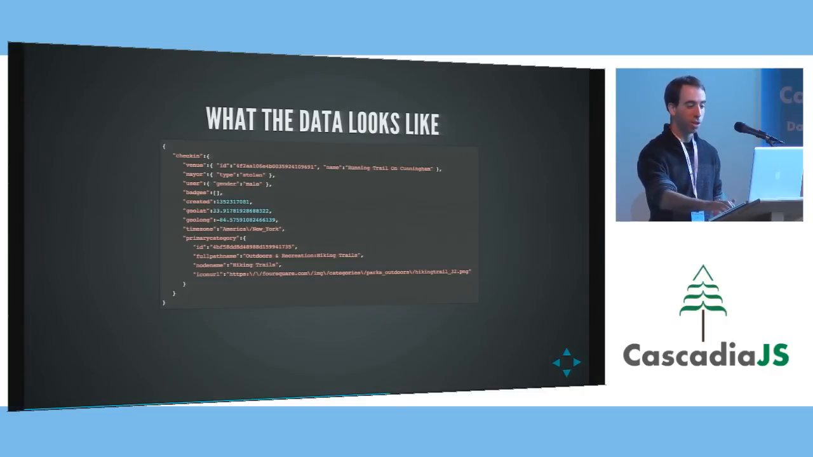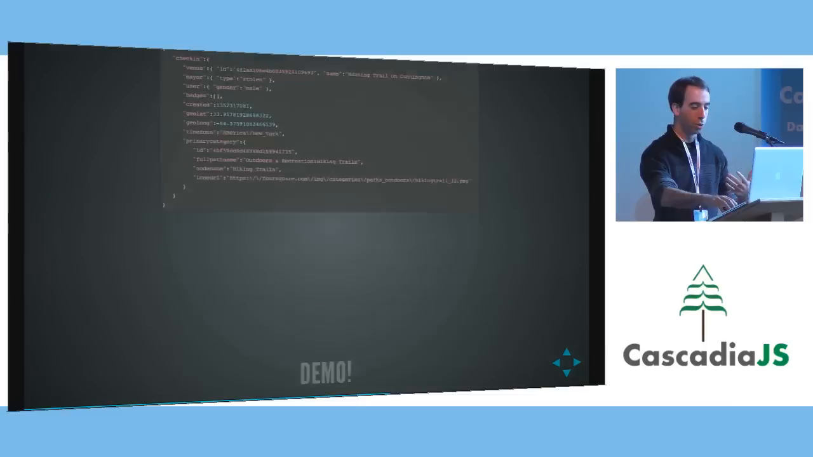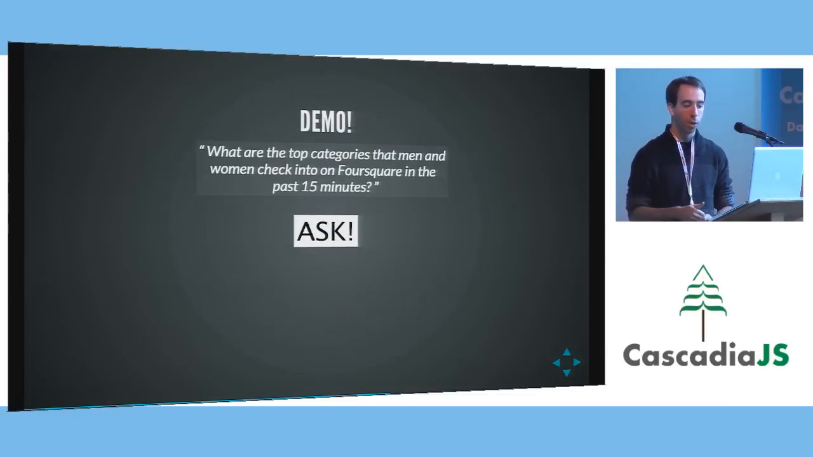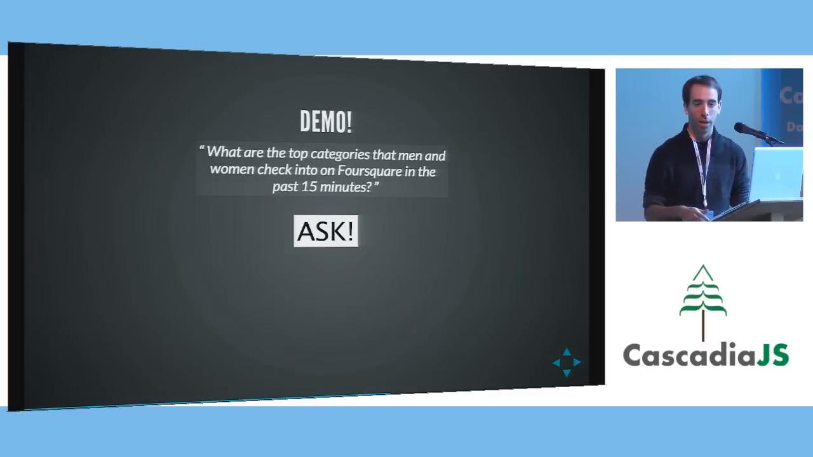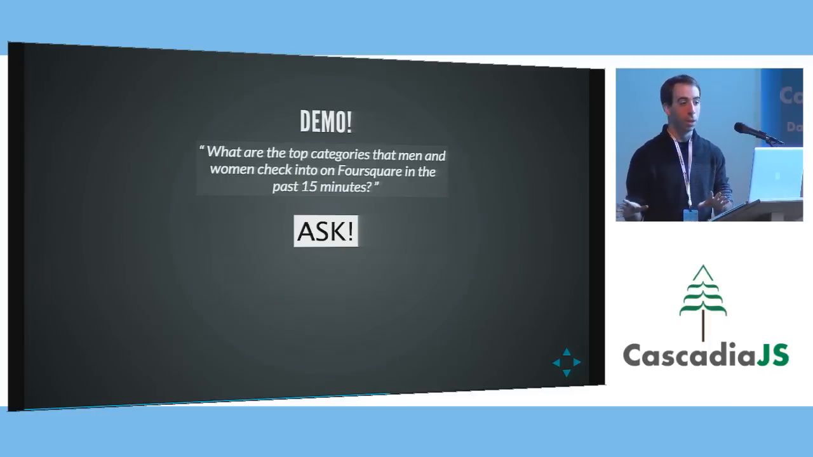But now we can actually ask this question: what are the top categories that men and women check into on Foursquare in the past 15 minutes? And I'm actually indexing Foursquare on my laptop right now. So does anybody have any guess what the top category for men and women are on Foursquare? Bathroom. Okay. Anything else? Gym. Okay. So let's see. I have no idea.